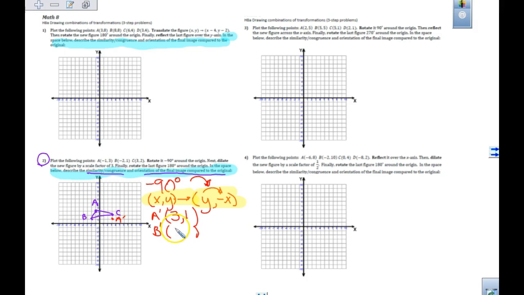So it's going to be 1 stays the same, and then the opposite of -2, which will be 2. So B is now going to be at (1, 2). So here's my new B prime. Okay. Next one I am taking a look at is my C prime. Olivia, C prime is going to be (2, -3). So I'm going to go to 2 and down to -3, which now looks like that red figure.